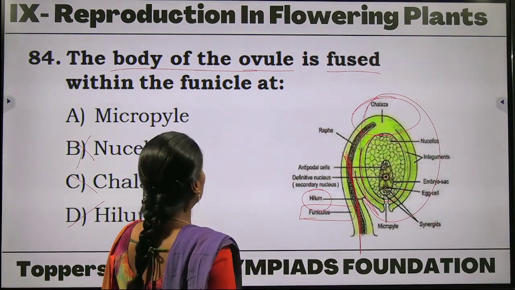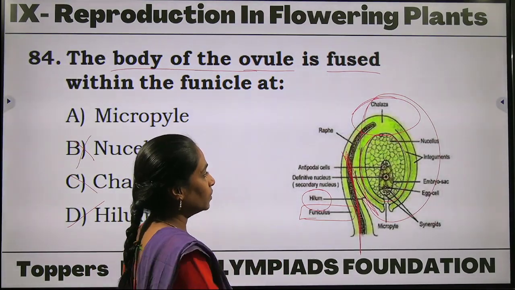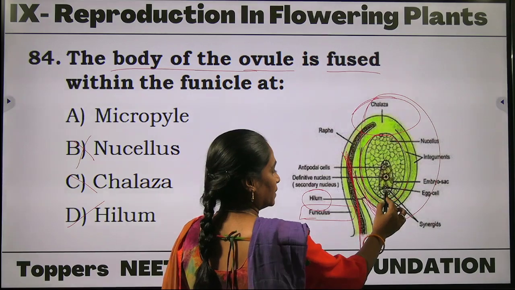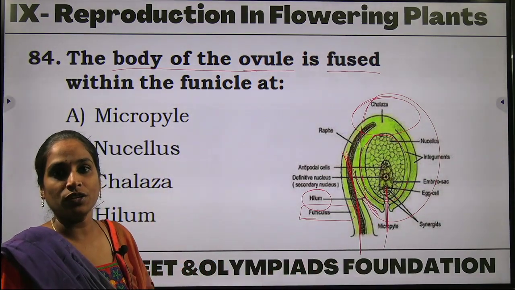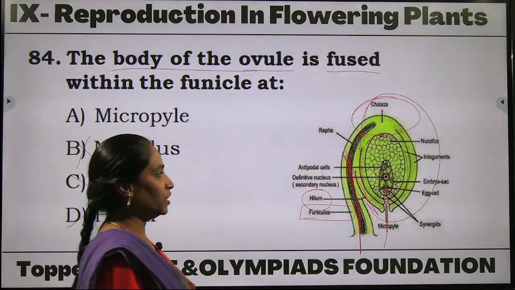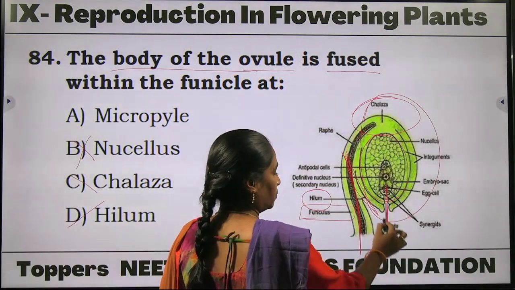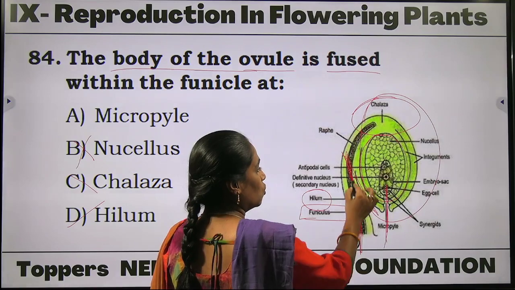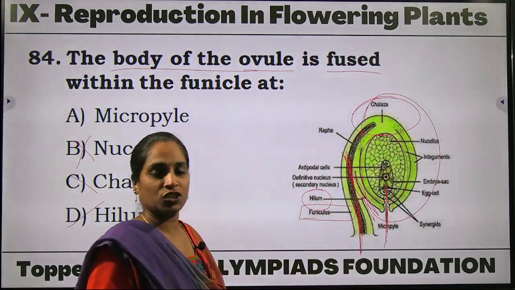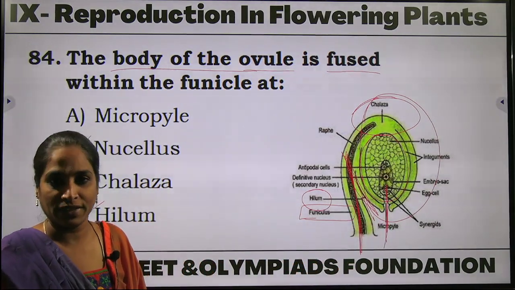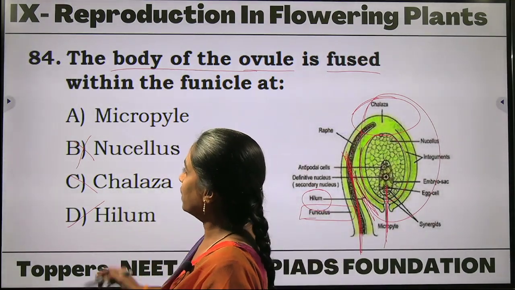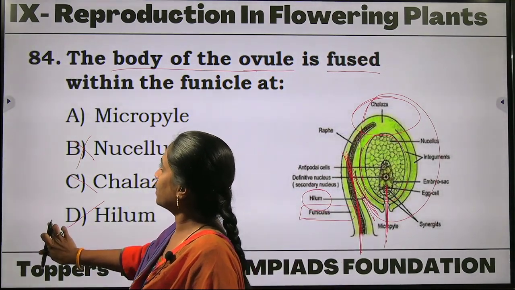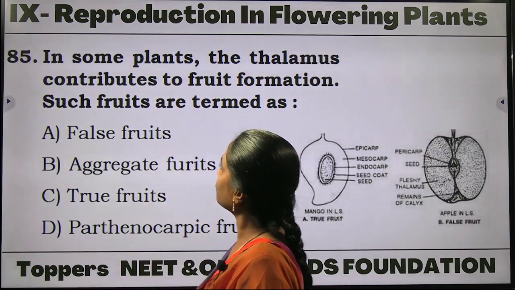And coming to option A, where is the micropyle? Exactly, the entry point of the ovule reaching towards the embryo sac. Okay, so there is no connection between the micropyle and the funicle. Only the hilum gives the connection between the body of the ovule and the funicle. Okay, so option D will be the correct one. Right, coming to the next question.